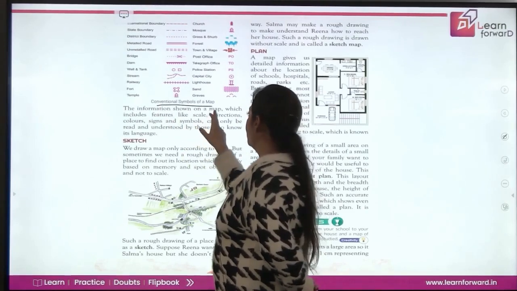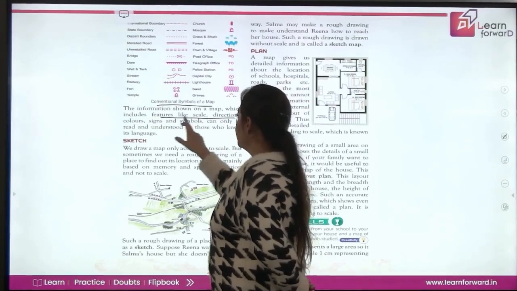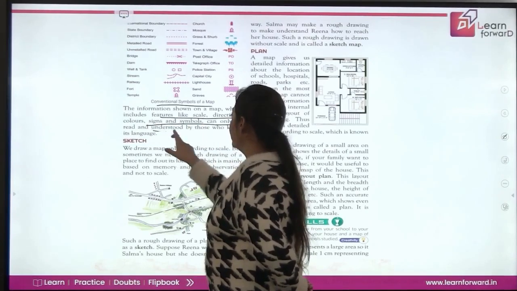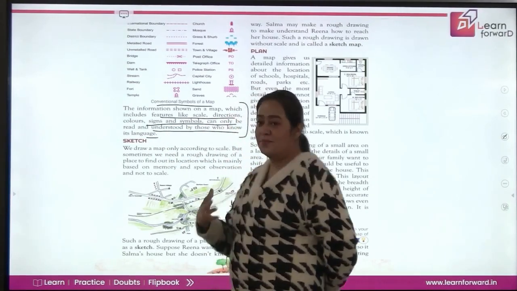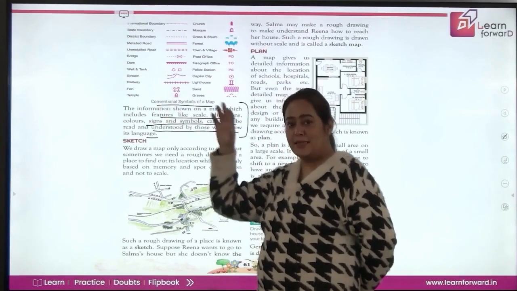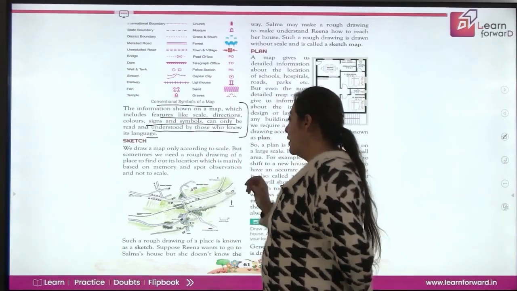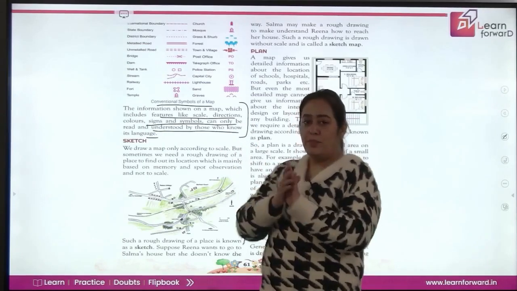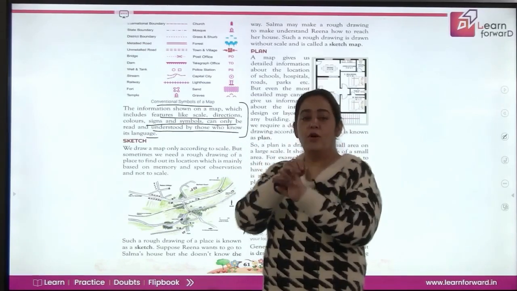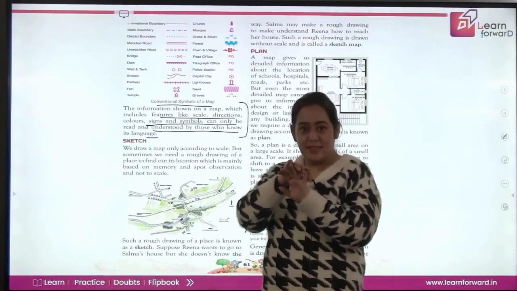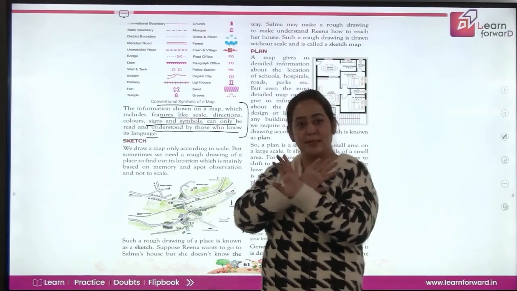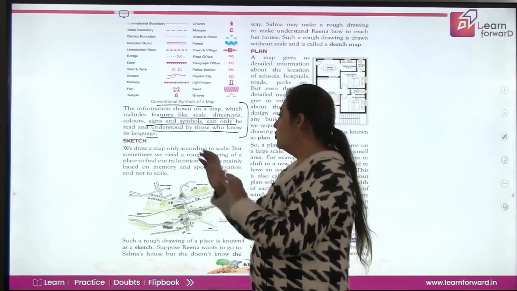This information shown on a map, which includes features like scale, direction, color, signs and symbols, can only be read and understood by those who know its language. So you will understand the signs and symbols only when you know what each symbol means. So you need to know it. Now this is all about the three components of map. So I'll make you revise. The three components of map are what did we say? DDC: direction, distance, and conventional signs and symbols. Understood? Now let's move to sketch.